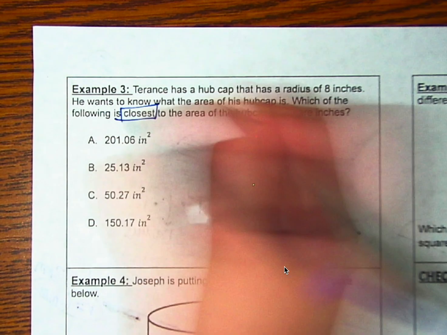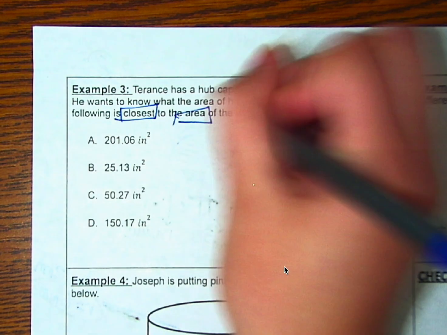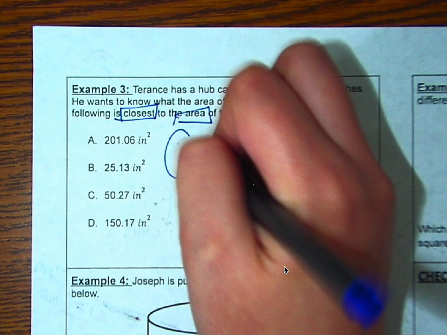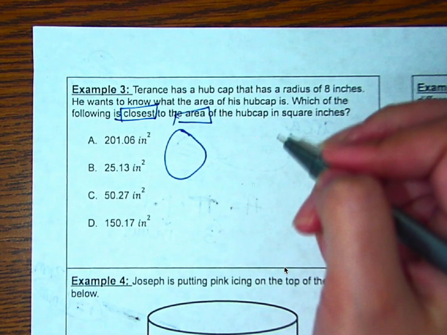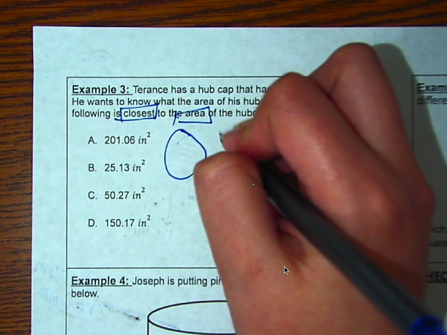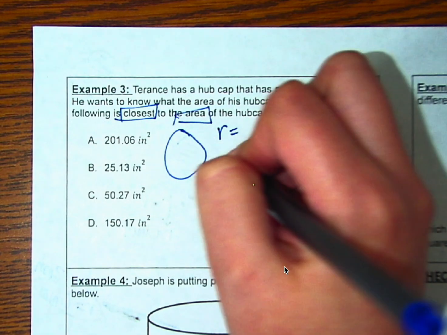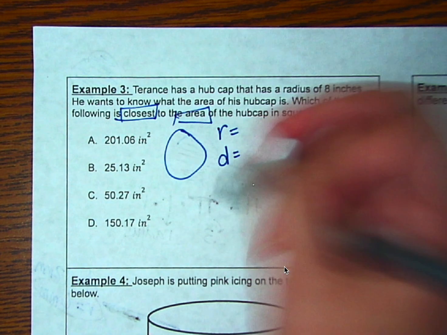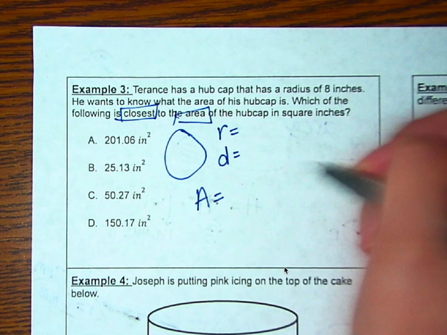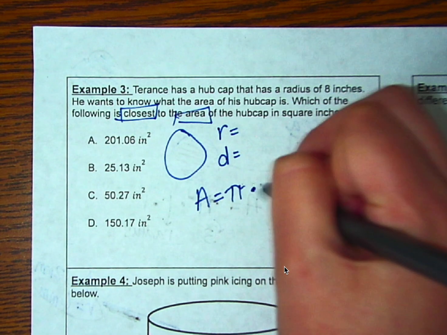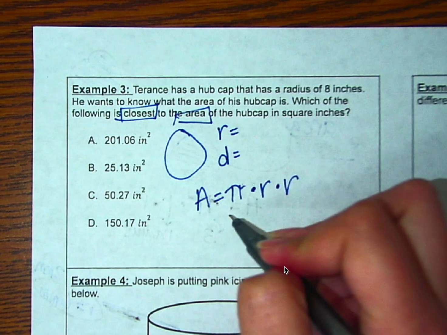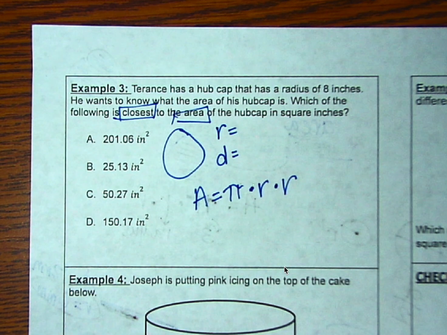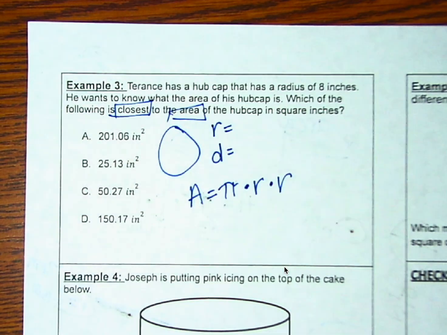So we're talking about area. So a hubcap is a circle. I'm not going to do this one for you. I want you to do it by yourself. But I want to see where you got your radius and your diameter and which one you're going to circle. I also want to see the formula. A is equal to pi times r times r. And I want to see you plug in those numbers. Okay? Let's look at number 4.